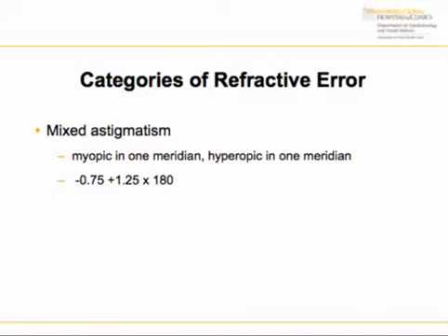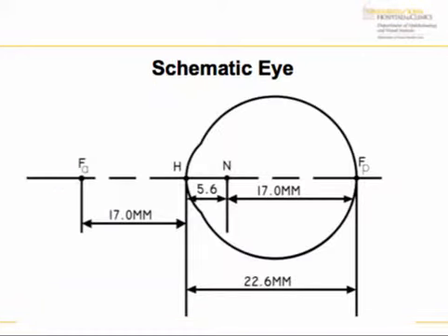In this case, there is myopia in one meridian and hyperopia in the other meridian. An example of this is -0.75 plus 1.25, axis 180. In this case, there is myopia of -0.75 diopters in the 180 degree meridian, and there is hyperopia of plus 0.50 diopters in the 90 degree meridian. Back to our schematic eye. Remember, the emmetropic eye is defined as being 22.6 millimeters in length and having a refractive power of 60 diopters.